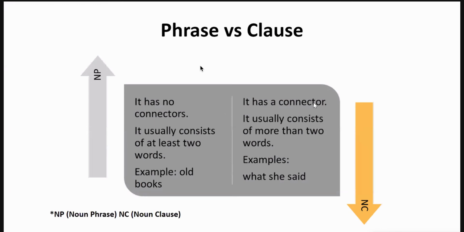Phrase versus clause. Noun phrase, it has no connectors, and usually consists of at least two words. Misalnya, a beautiful girl, ya kan, bisa jadi 3. While clause, it usually consists of more than 2 words. Karena dia butuh finite, biasanya dia lebih dari 2 kata. Lalu examples-nya, old books, yang ini what she said.